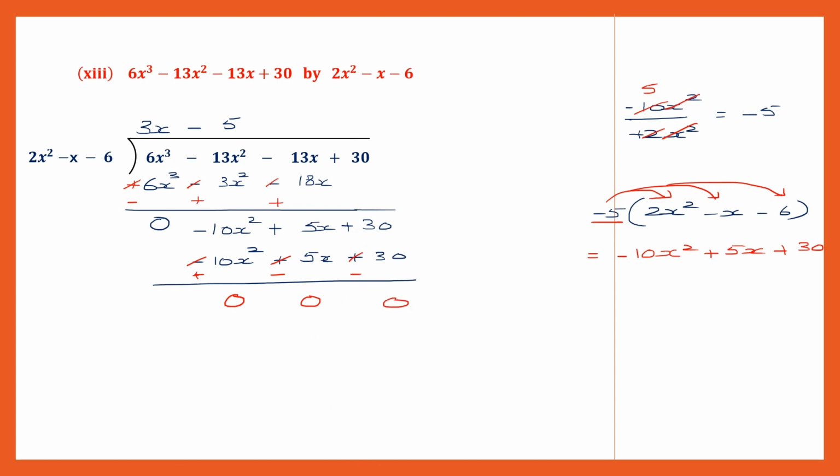So that means when our remainder is all 0, we have completed our division and our quotient is our answer. And what is our answer? 3x minus 5 is our final answer.